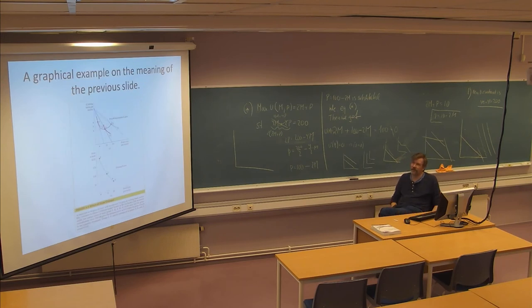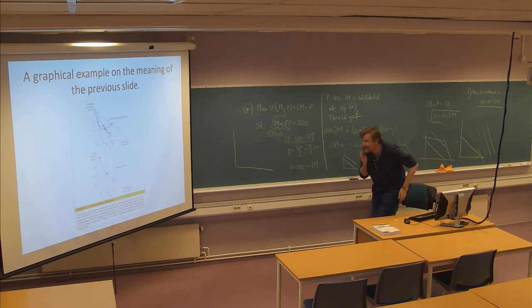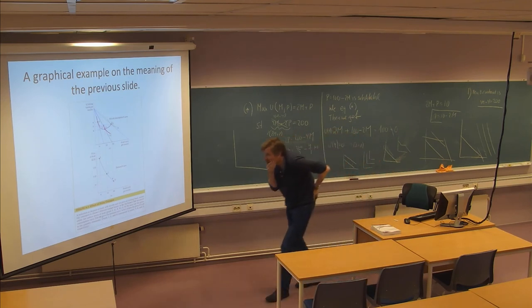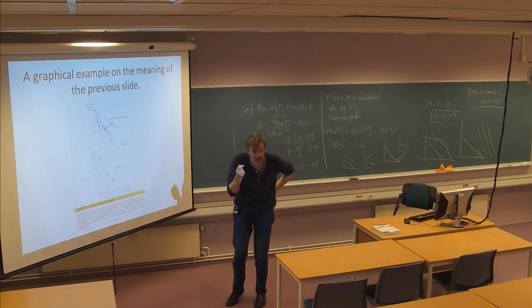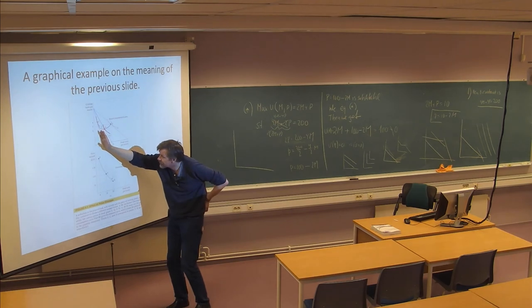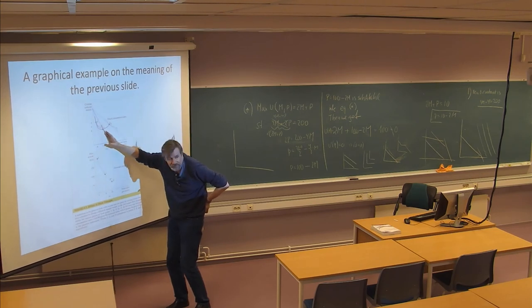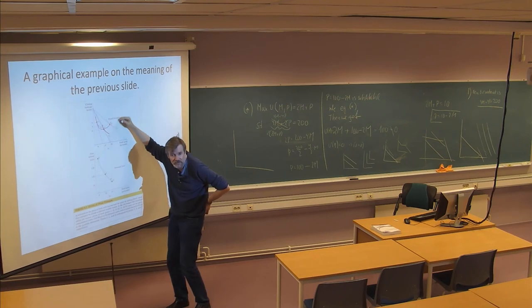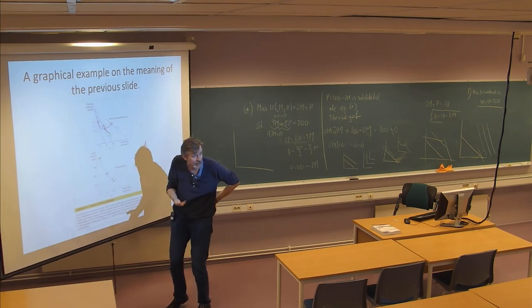Here is a graphical example on the meaning of the previous slide. Okay, let's start at the top here. Now, the idea is that we utilize what we learned previously. We learned that if we change the price on one of the goods, these budget constraints, if increasing, the price is moving in that direction, isn't it? So we can think that we decrease the price here. And then, of course, this original curve swings out as many times as we like, okay? Depending on our choice of how many times we change the prices.